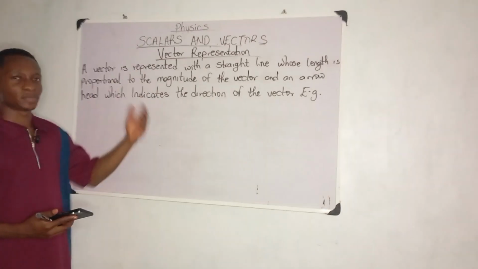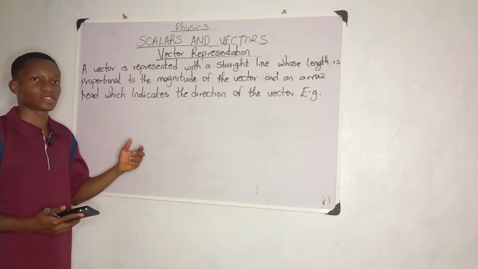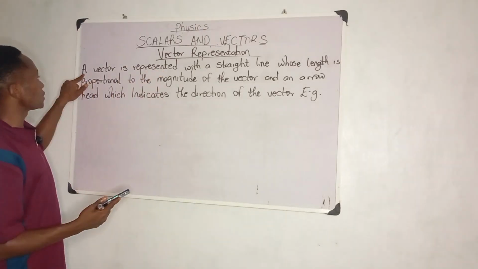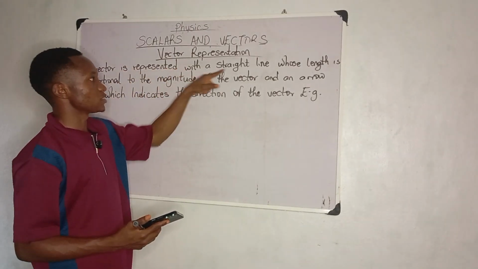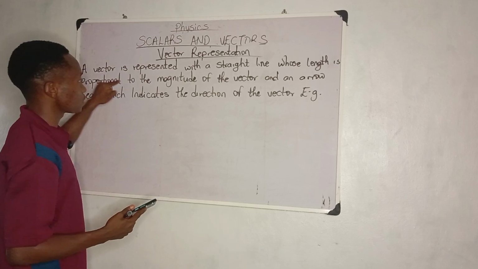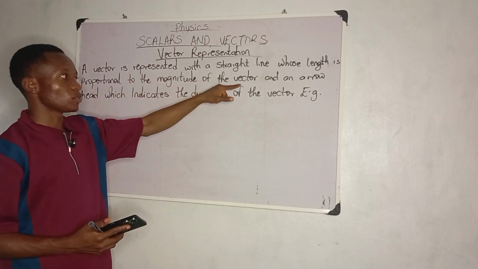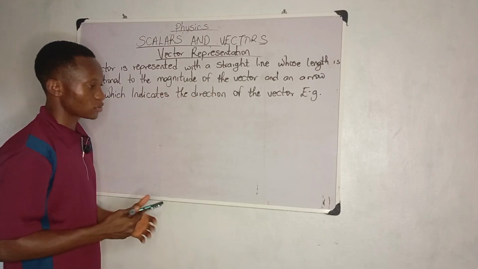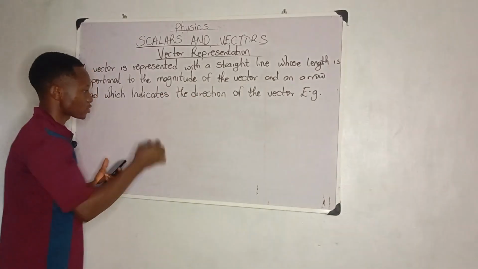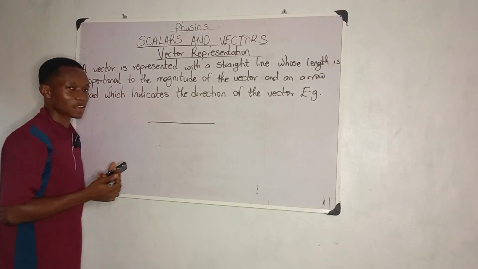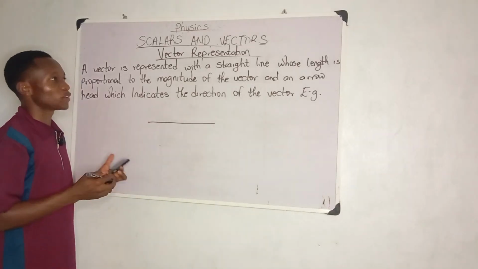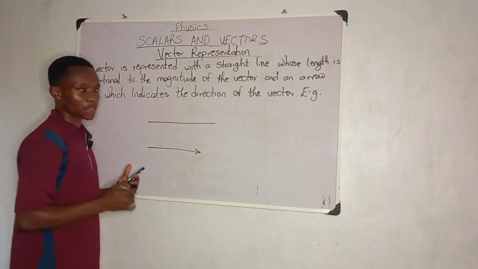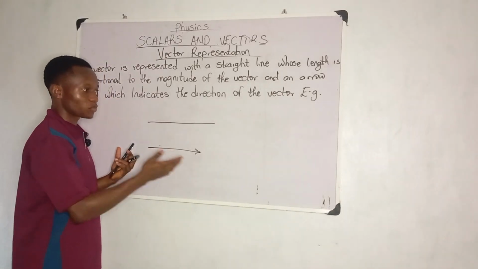Now here is vector representation. In vector representation, we try to see ways by which you can actually represent a vector. Here they say the vector is represented with a straight line whose length is proportional to the magnitude of the vector and an arrowhead which indicates the direction of the vector. That simply means that when you have something like this, it is not actually a vector. Before you can call it a vector, you must make sure that it has what? An arrowhead. Did you get what I said? You must make sure it has an arrowhead.